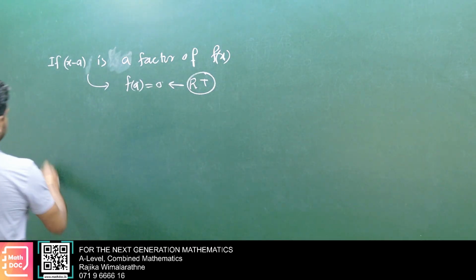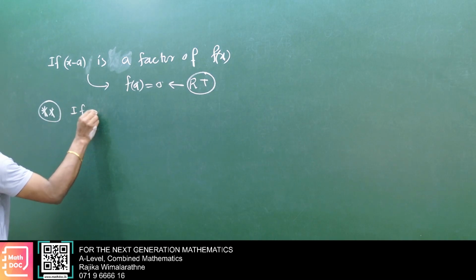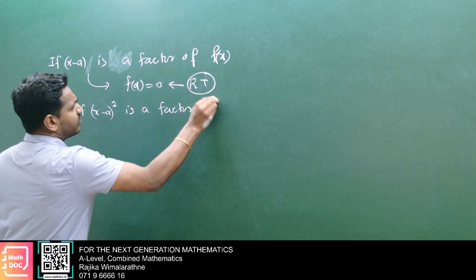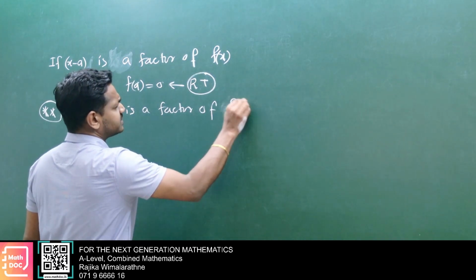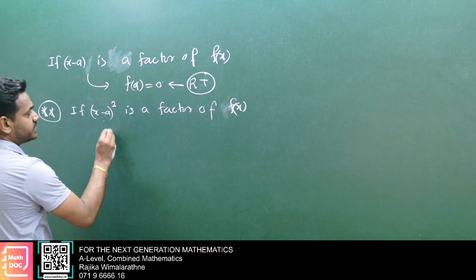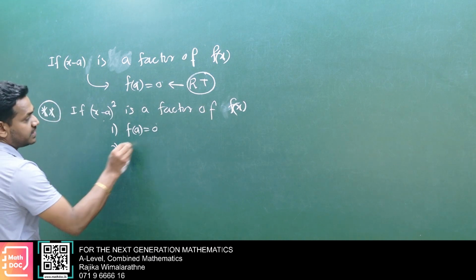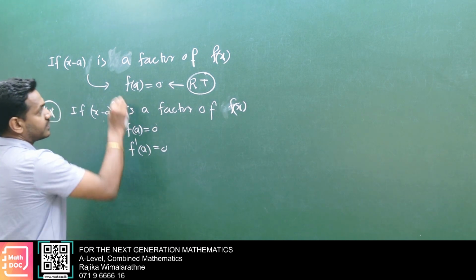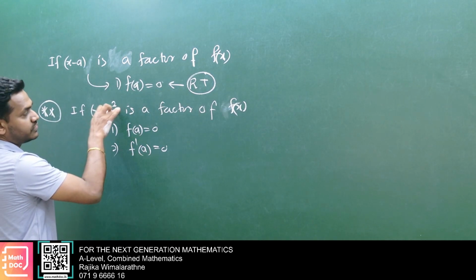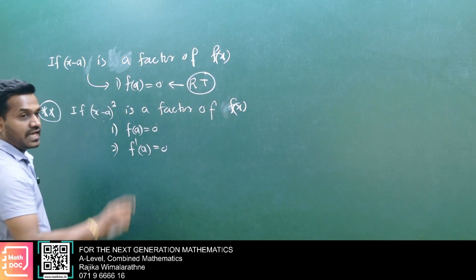Then here the special point, I haven't discussed this before. If (x minus a) squared is a factor of f(x), so here a repeating linear factor, then first f(a) is 0, and second f dash a is also 0. Here for one linear factor f(a) is 0; for a linear factor repeated 2 times, f(a) is 0 and f dash a is 0. F dash means derivative, no?